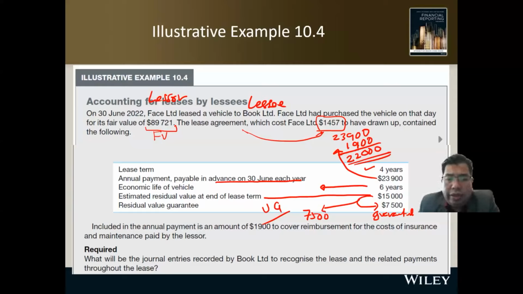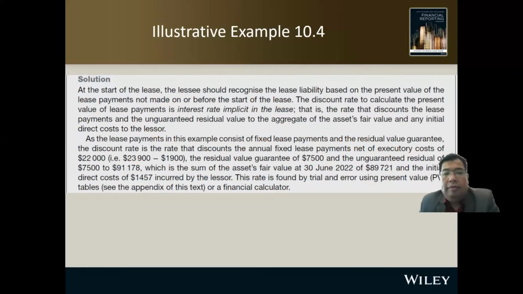So what will be the journal entries recorded by Book Limited to recognize the lease and the related payment throughout the lease? I'm going to show you for all the 4 years how you're going to account for the lease, from the lessee perspective. The solution states that at the start of the lease, the lessee should recognize the lease liability based on the present value of the lease payment not made on or before the start date. Since the question told us that we have to make payment in advance, all the 4 payments will be considered as the present value of the liability.